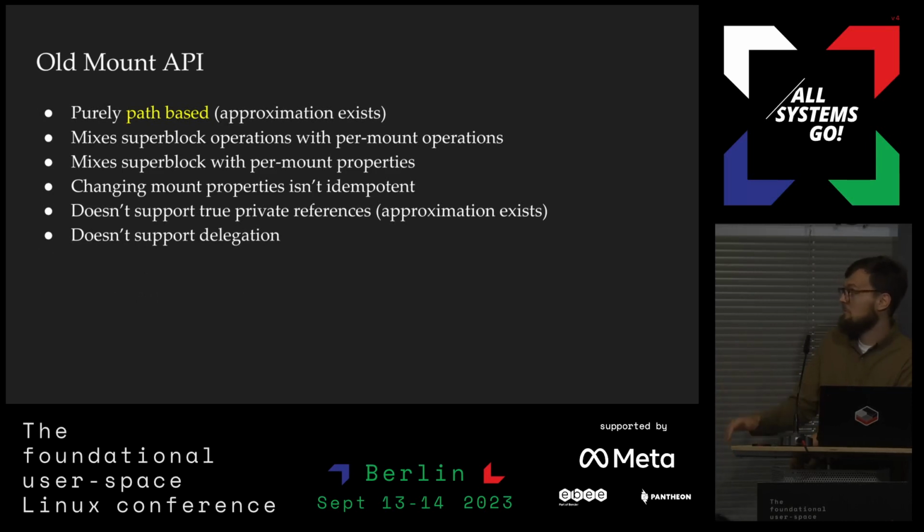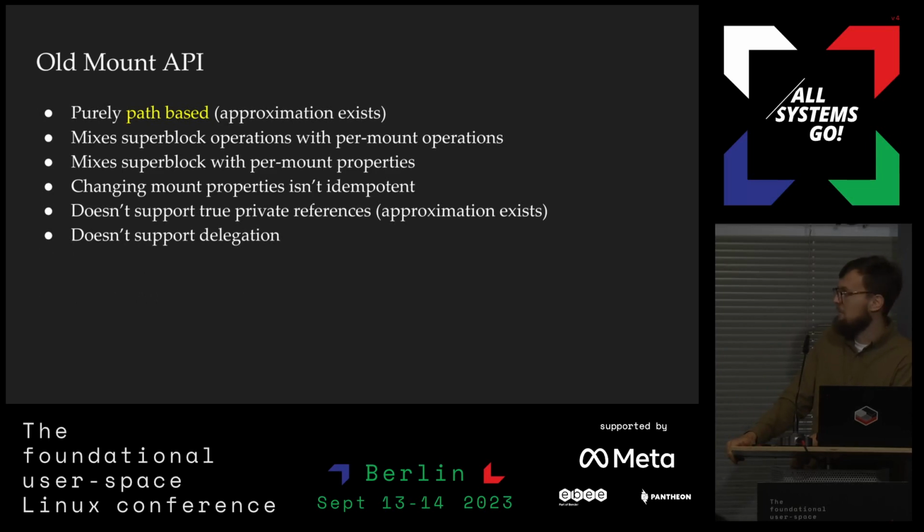As I mentioned before, the old mount API mixes Superblock with per-mount operations. It also changes mount properties in a way such that it isn't idempotent. So depending on how you do it, you can change mount properties with the same mount call in different ways.